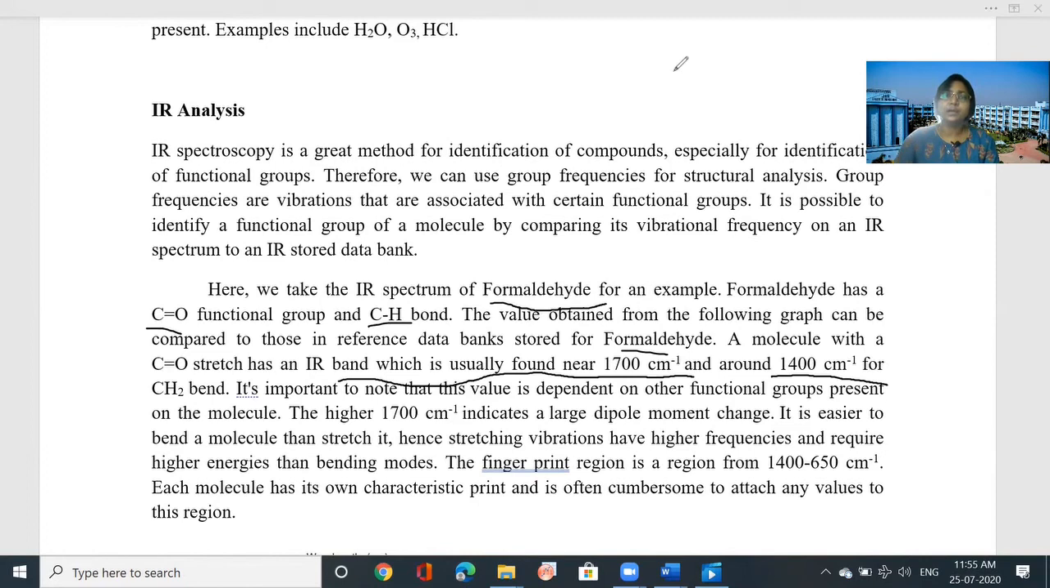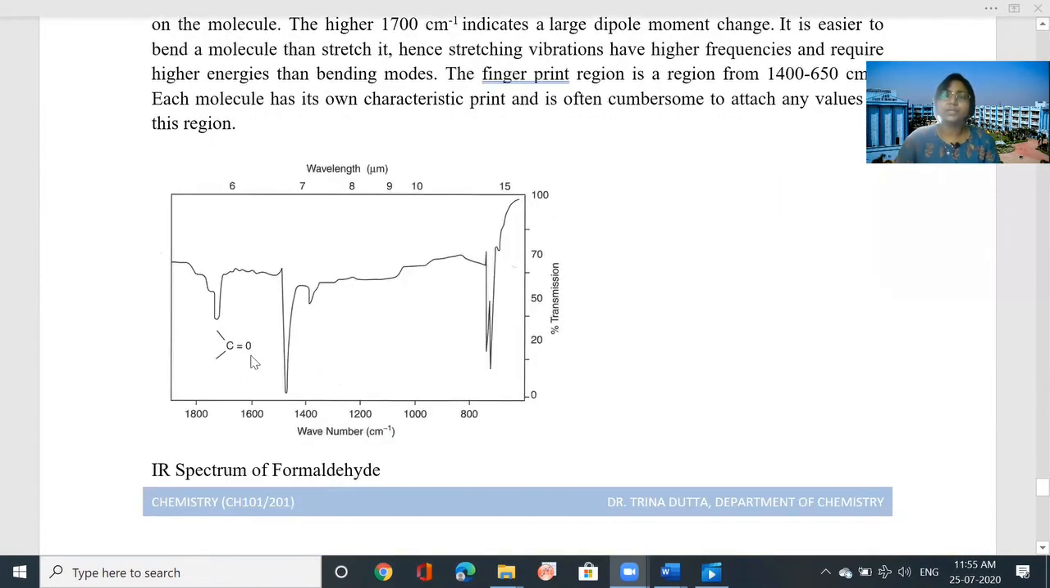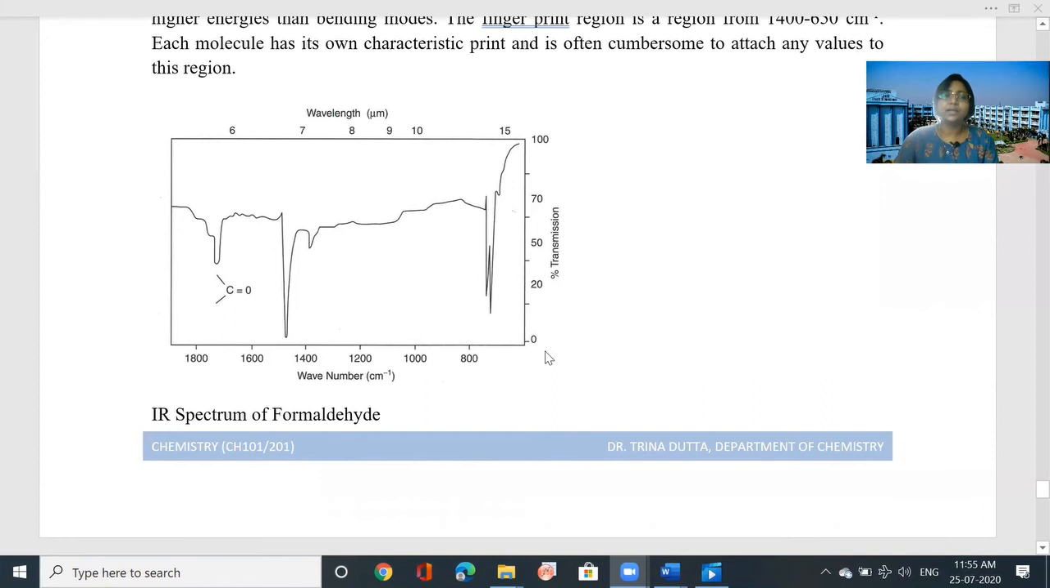So when we pass IR radiation through any sample, any molecule, if it matches with the radiation, then we can conclude that this spectrum is for formaldehyde. For the CO bond, C double bond O, and the CH bond, we know the specific spectrum. So if it matches with this, we can say that this functional group exists in the molecule. In this way, this is the spectrum of formaldehyde.